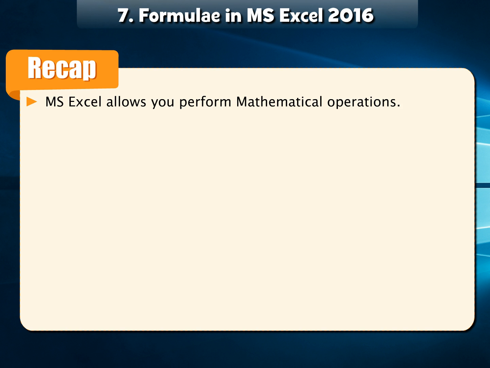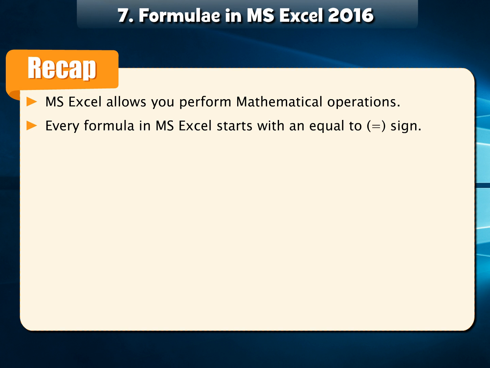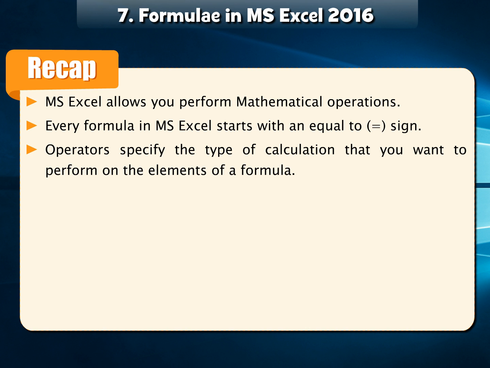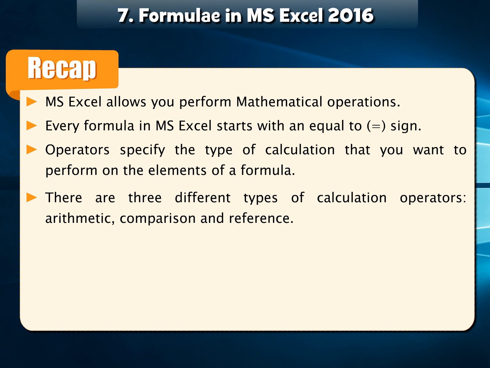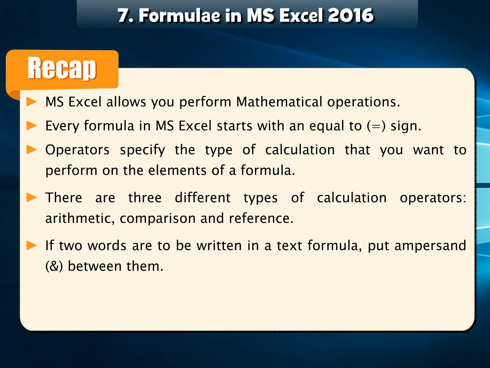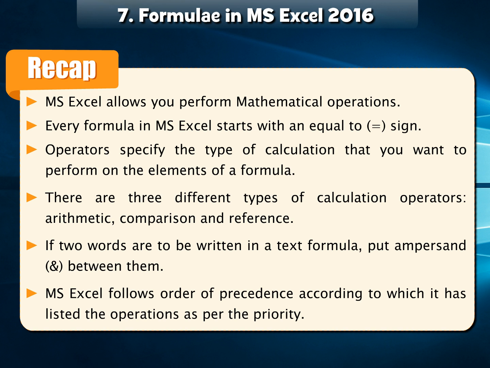Recap. MS Excel allows you to perform mathematical operations. Every formula in MS Excel starts with an equal to sign. Operators specify the type of calculation that you want to perform on the elements of a formula. There are three different types of calculation operators: arithmetic, comparison, and reference. If two words are to be written in a text formula, put an ampersand between them. MS Excel follows the order of precedence, according to which it has listed the operations as per priority.